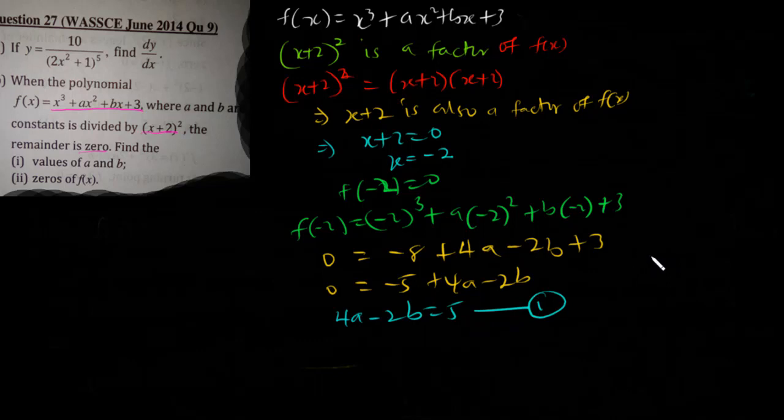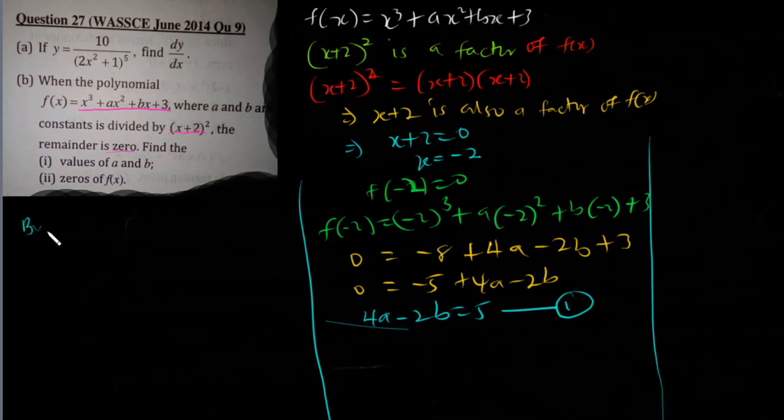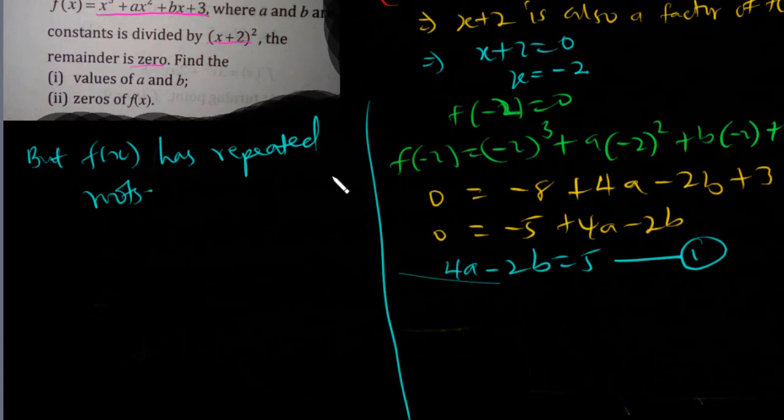So these are the steps that we have derived so far. I was saying that I cannot find the values of a and b without having two equations, and we have just one here. And there is one more thing happening here. Now we are told that x plus 2 raised to the power 2 is a factor of f of x. Because of that, it means f of x has repeated factors, or let me say repeated roots, at negative 2. Now there is something that we have to pay attention to here.